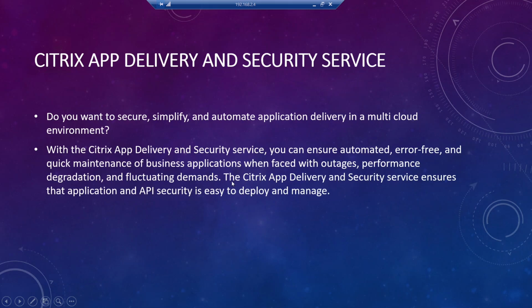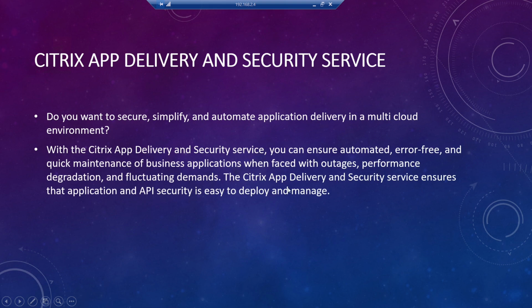Let's say you have a data center in Amsterdam and users are connecting to the Amsterdam data center, and all of a sudden there is some kind of outage. Let's say there is some cyclone or earthquake or whatever it is, or there is some kind of performance issue. In that case, Citrix App Delivery and Security is going to deploy the applications in the nearest location. Maybe if you have a data center in Rotterdam, it is going to deploy those applications in that location so that users can connect to those applications without any issues.